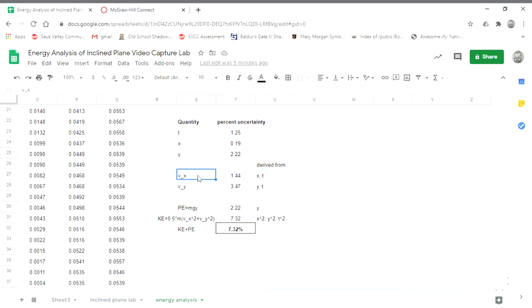So the variables that we've introduced for this energy lab are Vx and Vy, again, the difference in position over time. So that involved computing things from x and t. So my uncertainty in that variable is just going to be my uncertainty in time plus my uncertainty in x. So just these two. And so Vx I can measure to within 1.44%.